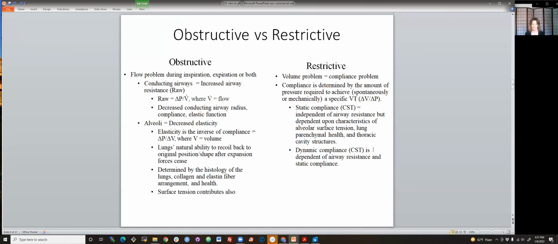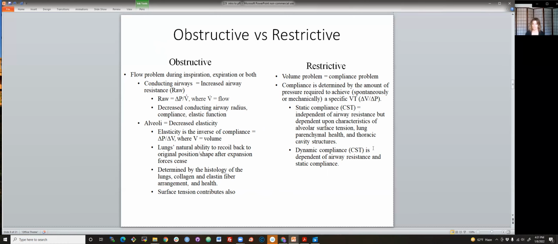So if you want to think about that from a practical standpoint, when somebody has bronchospasm, those smooth muscle cells contract and they squeeze the airway so the radius is smaller, that increases airway resistance. If there's mucus in the airway, that takes up space, so that decreases the radius.